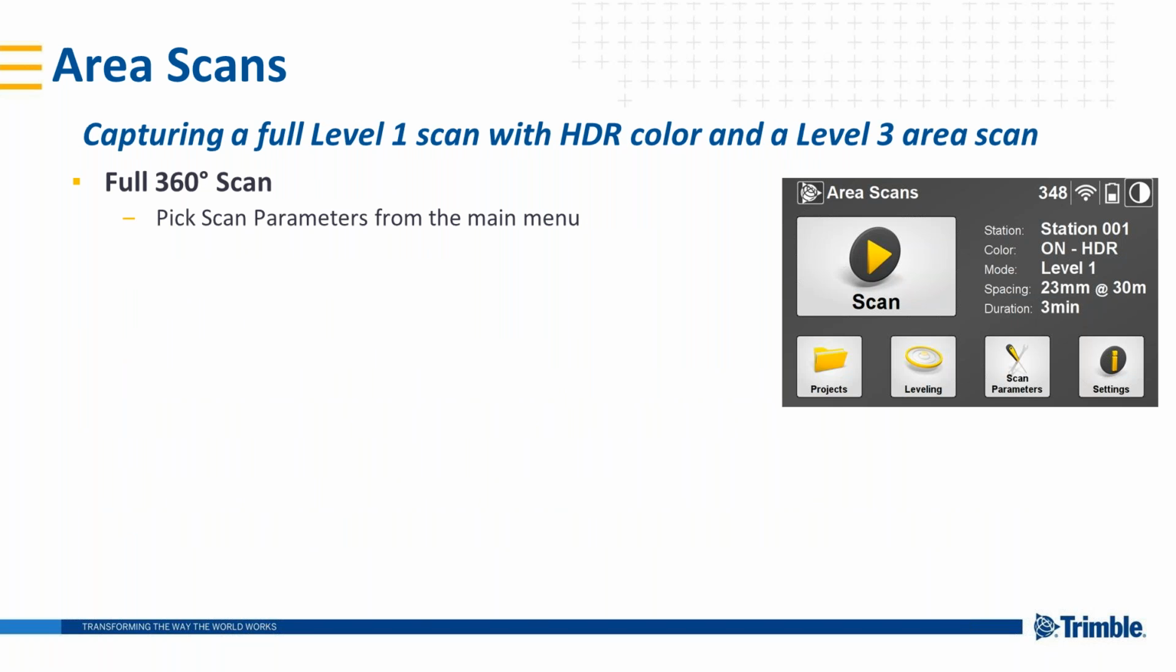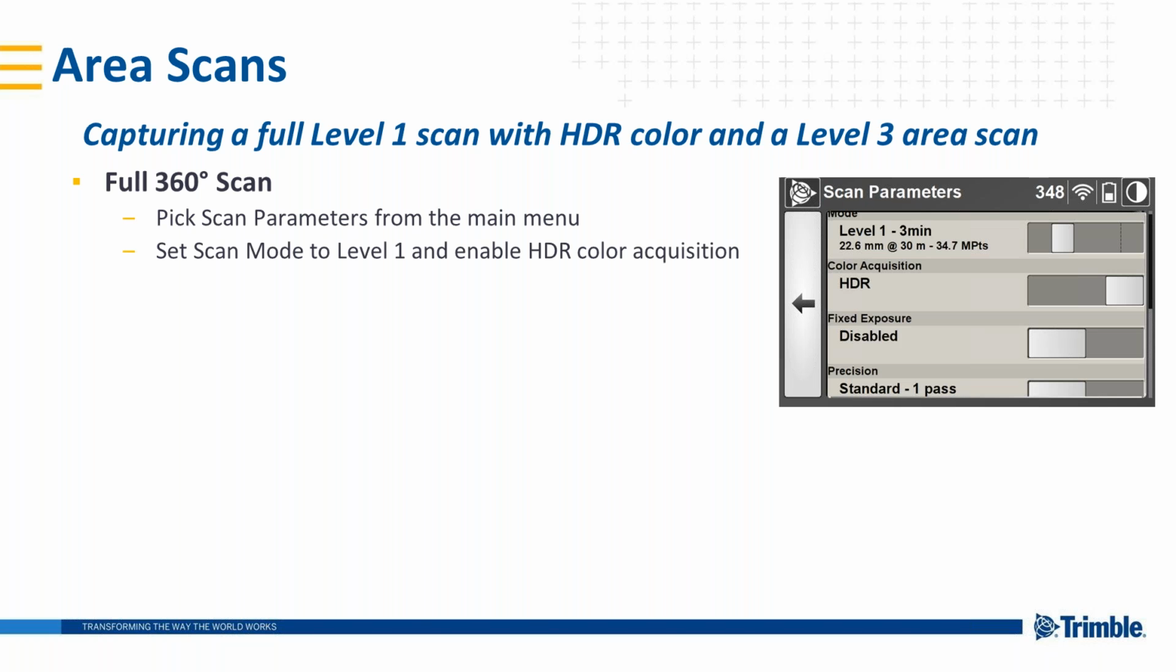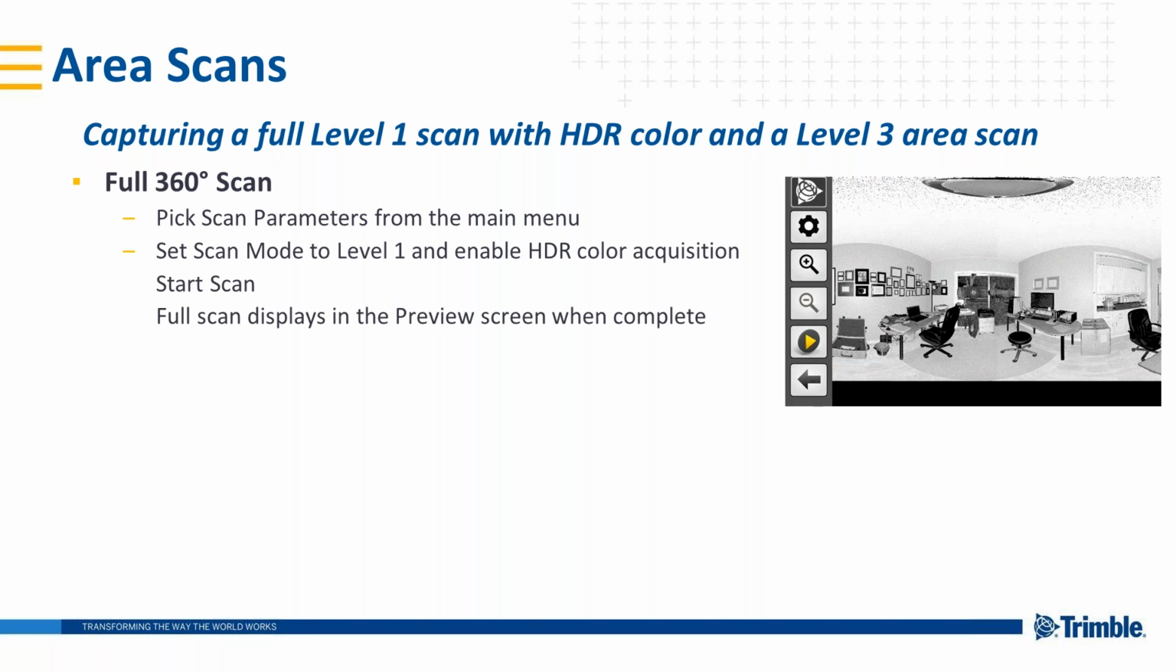And I'll go over all the steps for how this works. For this example, we'll cover the steps to capture a full level 1 scan with HDR color and a level 3 area scan from the same station. You must first capture the full 360-degree scan, so you would pick the scan parameters from the main menu. Just set the scan mode to level 1 and then enable HDR color acquisition. You would start the scan, and when it's complete, it will be displayed in the preview screen.